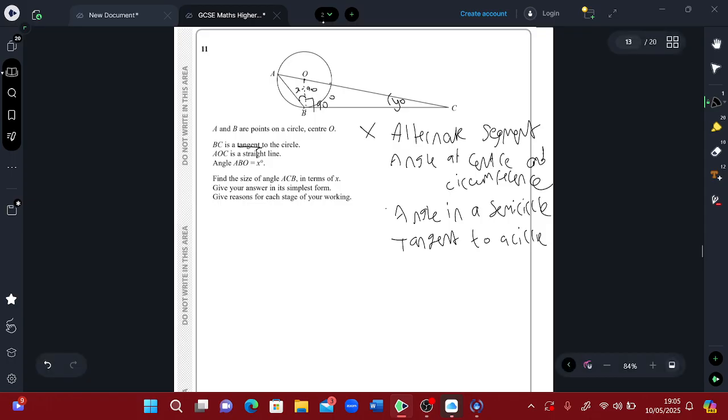I don't think so yet. I'm thinking perhaps we could maybe do something at this angle here, but then we're going to need an angle at the center, which I don't think we can do just yet.